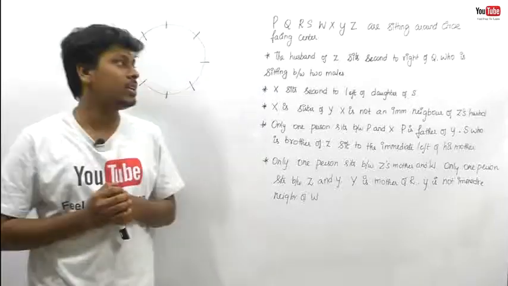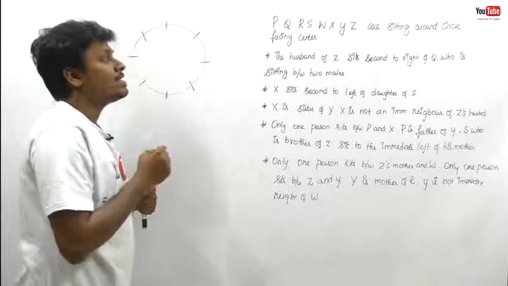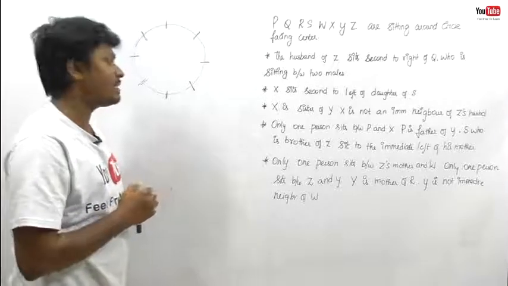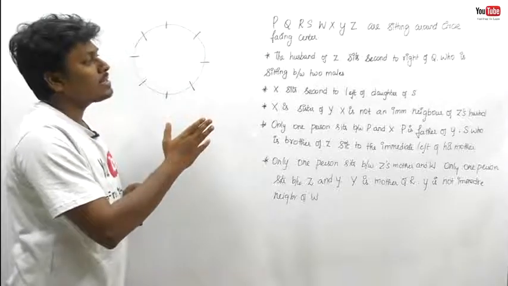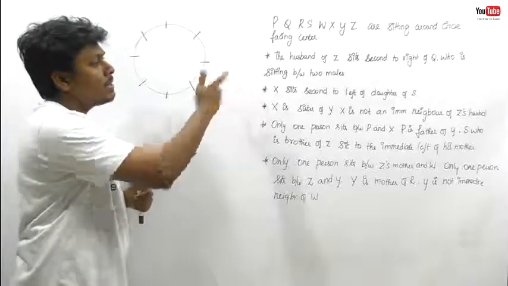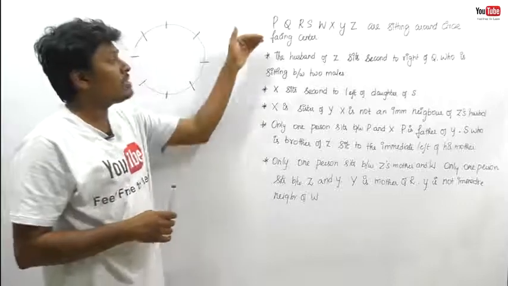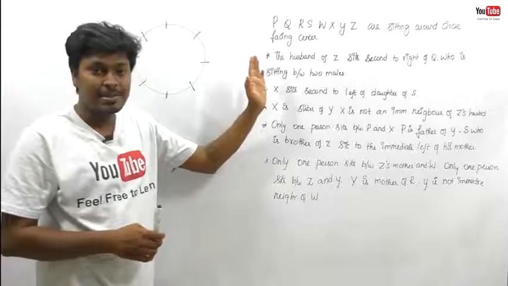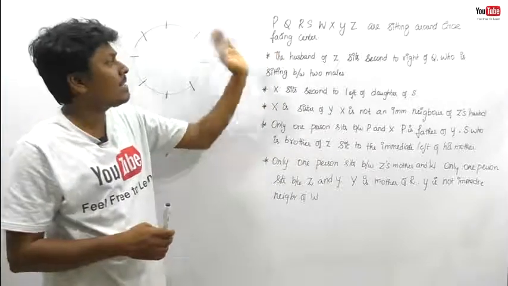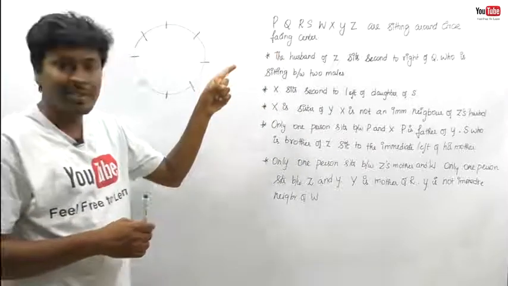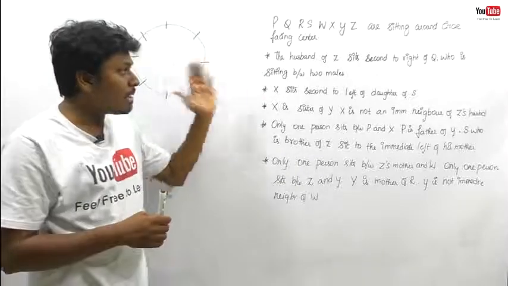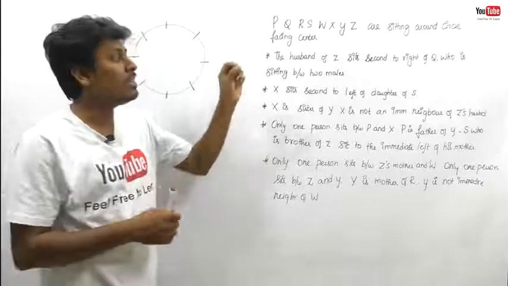Let me move on to the question now. P, Q, R, S, W, X, Y, Z are sitting around a circle and they are facing the center. The husband of Z sits second to right of Q, where the question starts. Friends, see here, before the question starts, they have given only one line that there are 8 persons and all are sitting in a circle and all are facing center. When any clue word is given, how many male persons are there, how many female persons are there, how many married couples are there, none of the clue is given in the question.